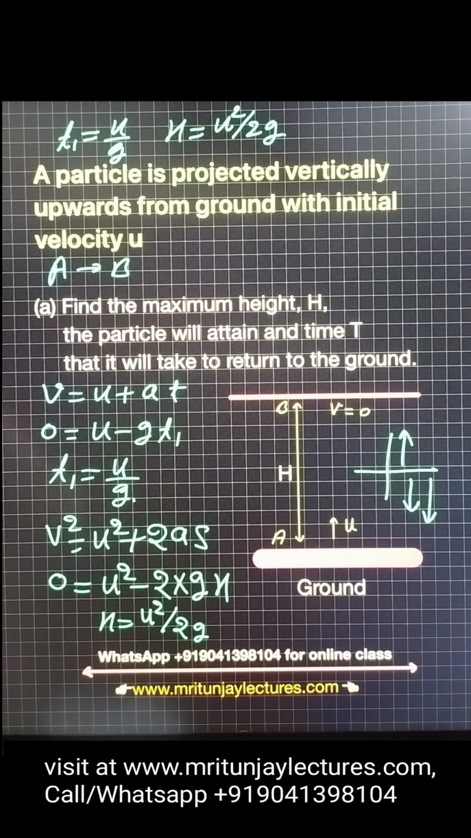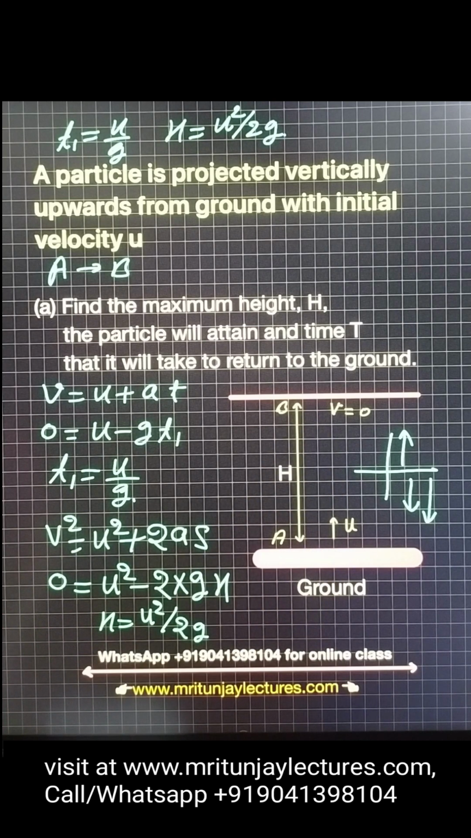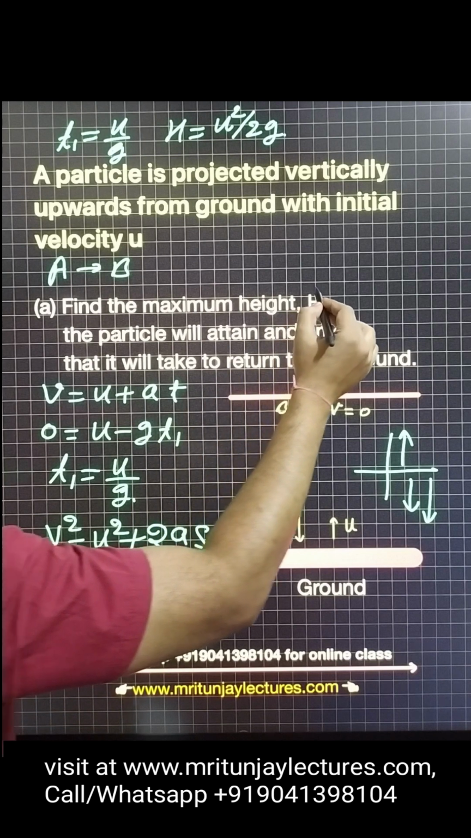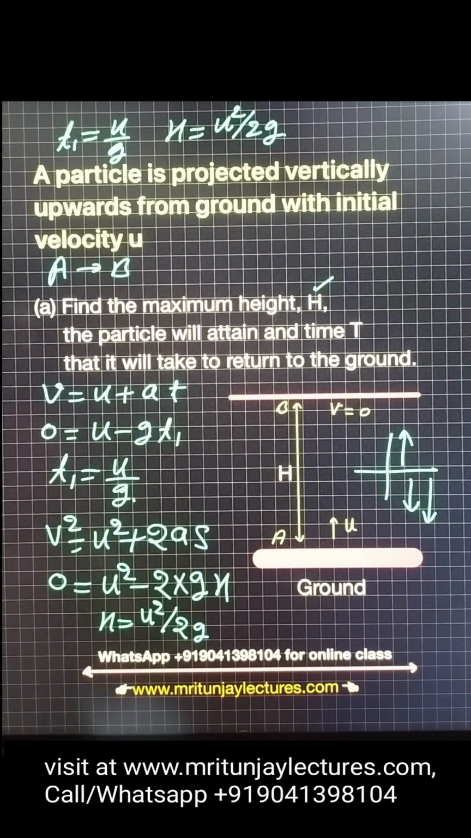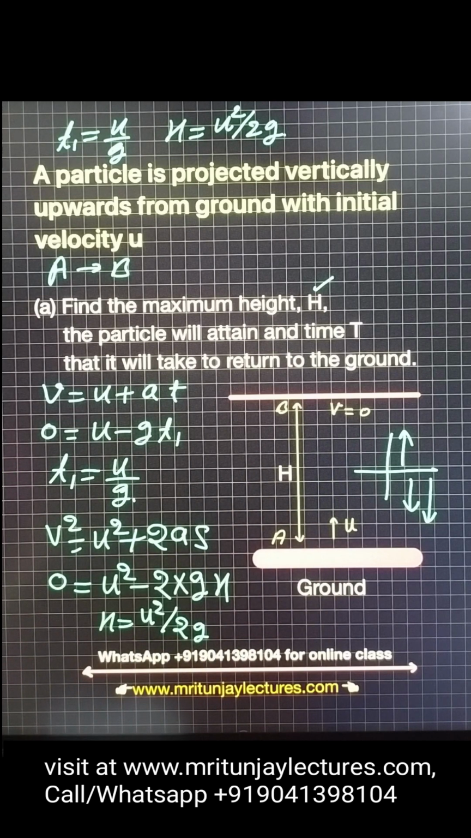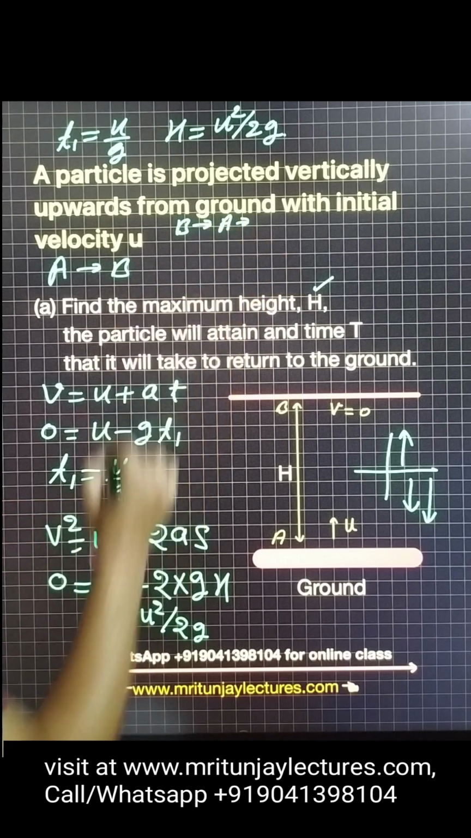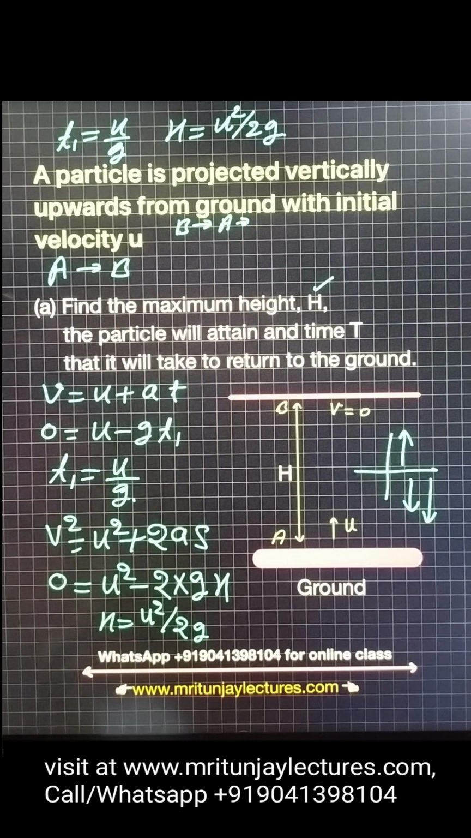Now next target is to determine the motion corresponding to A to B. We have discussed A to B. Now after that we discuss the motion corresponding to B to A. So maximum height is clear: u square upon 2g. Now next one, descending time. We have focused on descending time. If you focus on descending time, it means we have focused on B to A. How can we determine descending time?